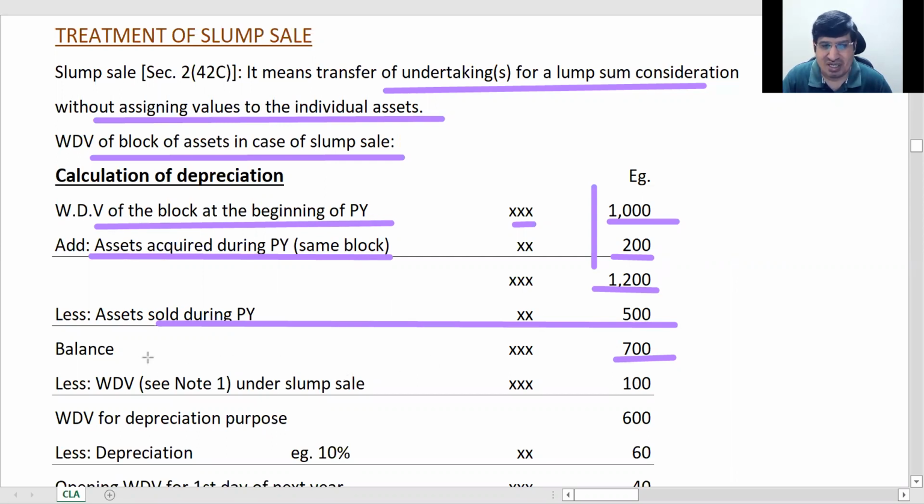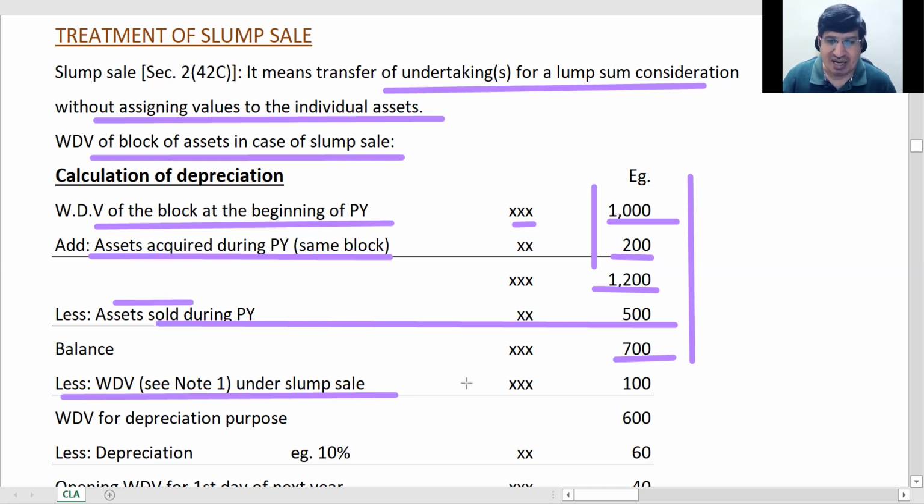क्या करेंगे यहां से? अभी in this group, from this group we want to remove the slump sale part. Whatever has been sold under slump sale, that we want to remove. Okay, so this asset sold is normal. Okay, normally whatever you sell. Okay, not slump sale. अब यहाँ पे जो है, here you will write less WDV under slump sale. ठीक है, अब ये हम कैलकुलेट करेंगे, ये मैं बताऊंगा आपको how you will find it out.